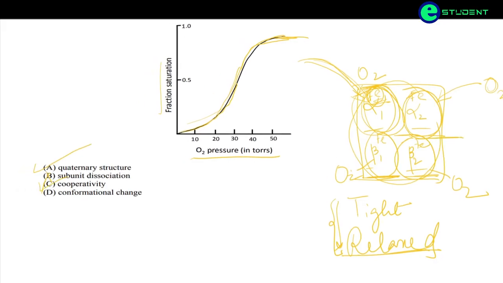So yes, there is a cooperativity. Okay, conformational change. Yes, when oxygen is binding here, there is a change of conformation from tight to relaxed. So yes, there is a conformation change. Okay. Now coming to the next question.